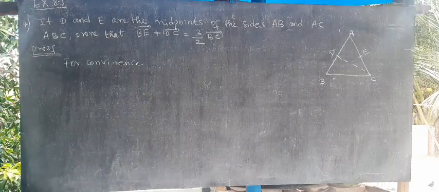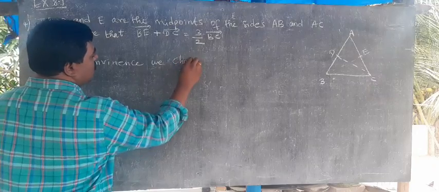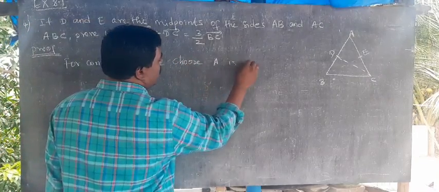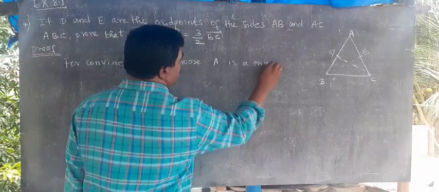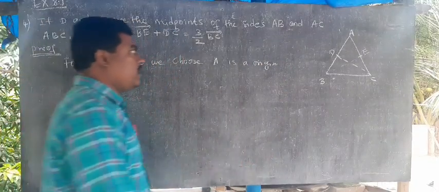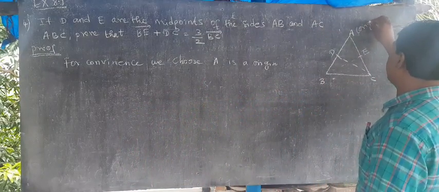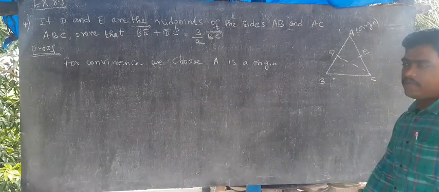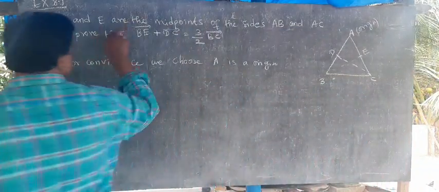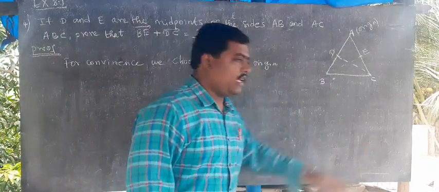for convenience we choose A as the origin. We consider A as the origin. That's all, right? This is the origin. Right. So, and then D and E are the midpoints of the sides AB and AC. Here I have written.